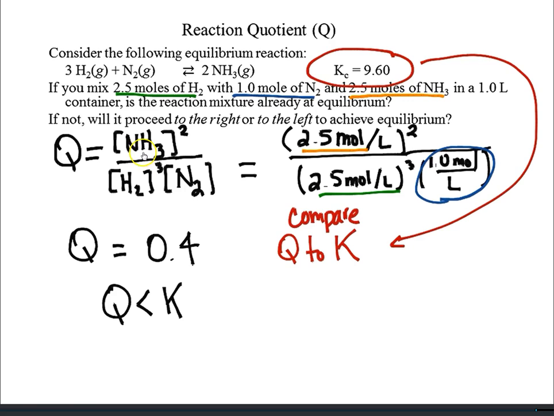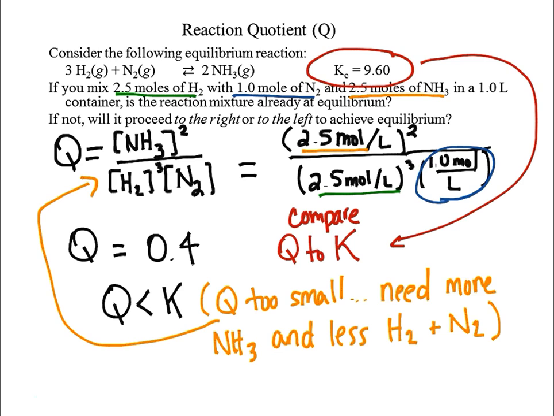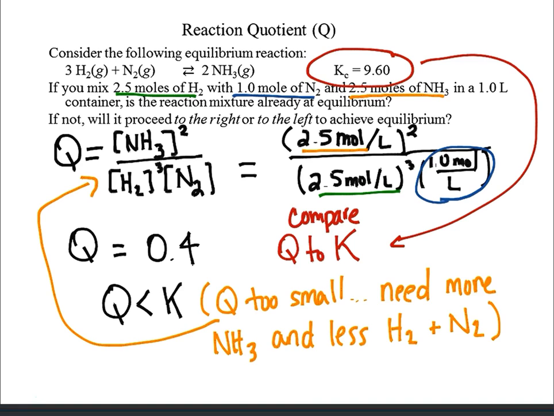In this particular case, it means you don't have enough ammonia. You have too much H2 and N2. So the reaction is going to proceed to the right to make more NH3 until Q equals K. So we have to actually answer the question. The reaction moves to the right.